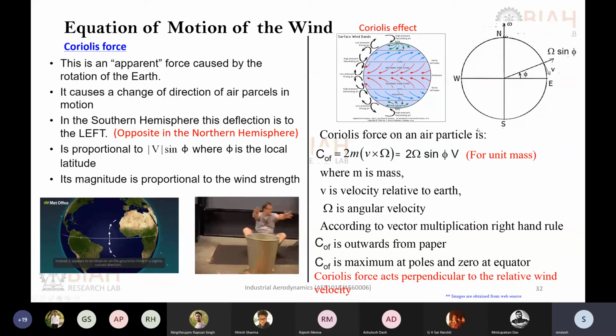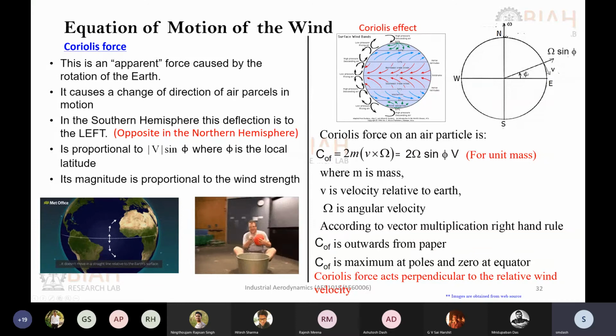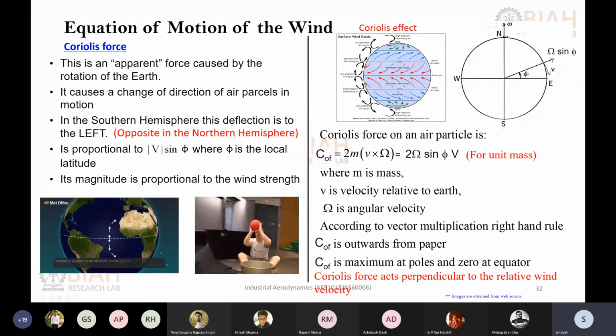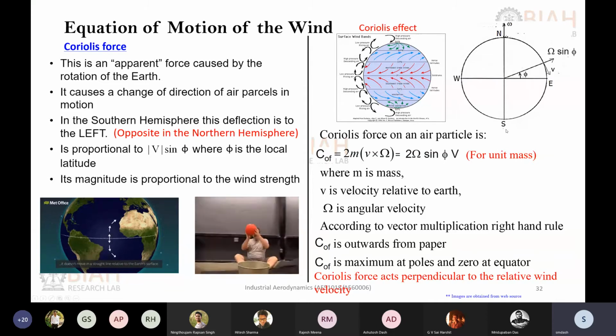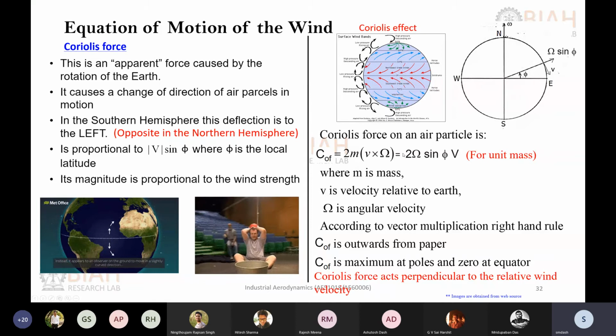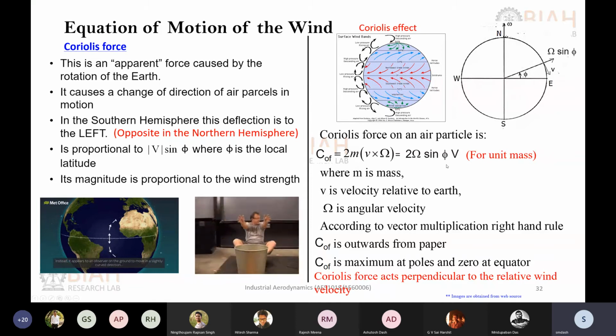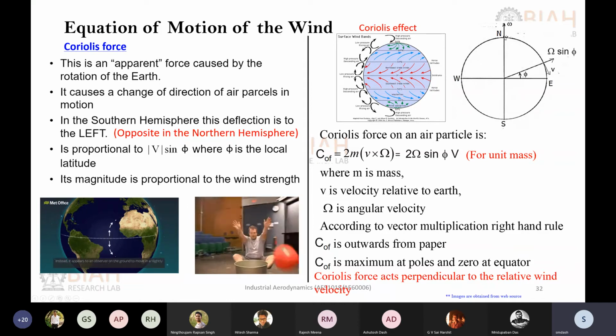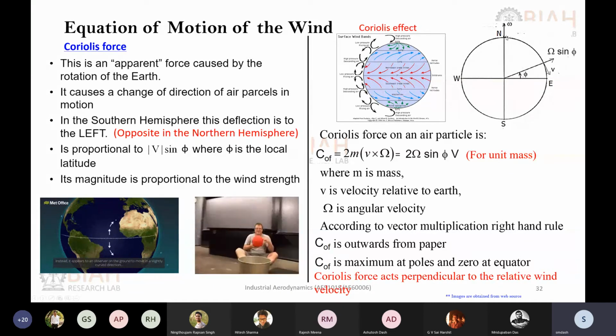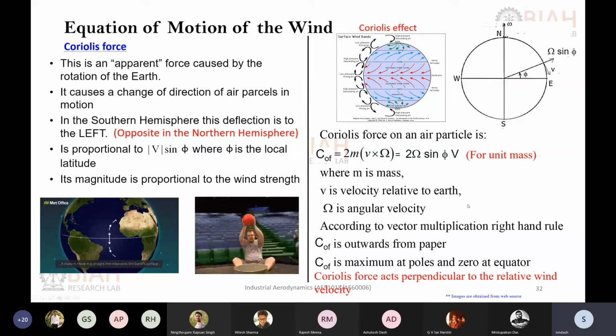Here you can see that it depends on the latitude angle phi. The latitude angle is 0 on the equator and 90 degrees at the poles. Due to that, the Coriolis force will be 0 or smaller at the equator, and as you move higher, the Coriolis force will increase. It will be maximum at both the north and south poles, and 0 at the equator.